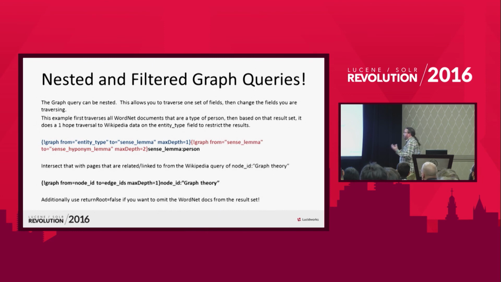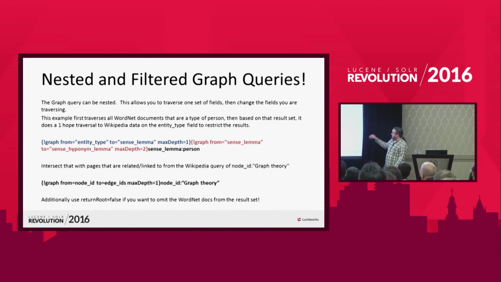As I hinted at, this is a fully nestable sort of query, right? So you can take one graph query and nest it inside of another one. Maybe you want to change which fields you're traversing. By nesting graph queries, you can start traversing one set of fields, nest it inside another one, and change the fields that you're going to be traversing.